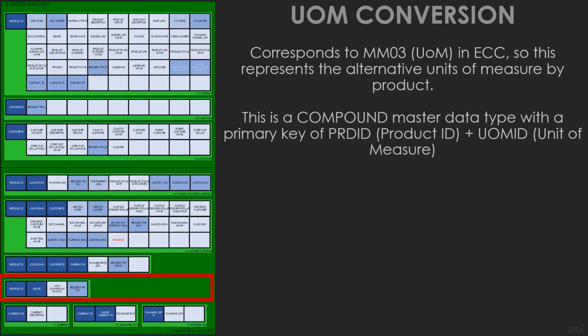Unit of measure conversion corresponds to MM03 UOM, alternative units of measure, in ECC. So this represents the alternative units of measure by product. This is a compound master data type with a primary key of PRD ID, product ID, and UOM ID, unit of measure.